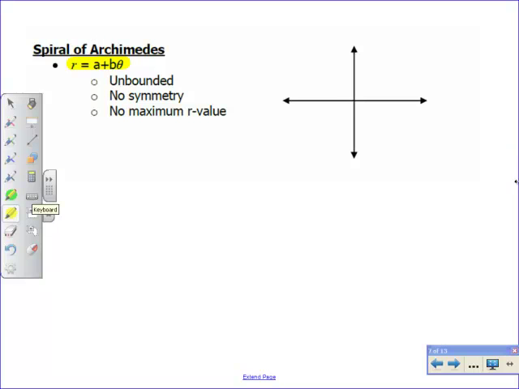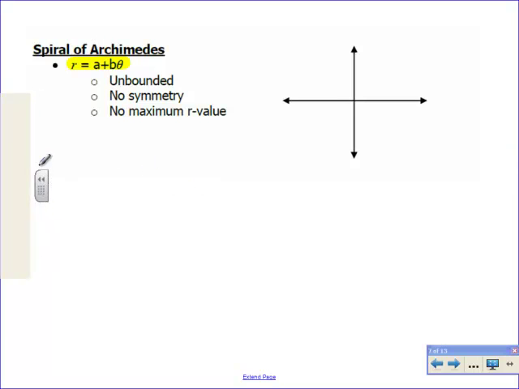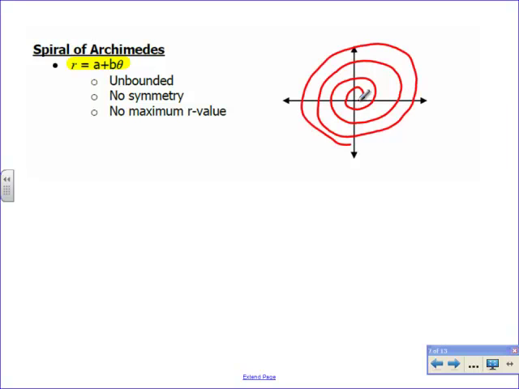And what that means is your window, if you try to graph this, is going to have to be pretty drastically different. You have to zoom out pretty far to be able to see any part of this spiral. But it's unbounded, it has no symmetry, and it has no max R value because it really kind of just looks like you're going into the twilight zone. It's just a spiral that continues to go on and on. They should be spaced evenly as you go through and just continue to get bigger and bigger. So it's just a fun little design, which is why I wanted to introduce it.